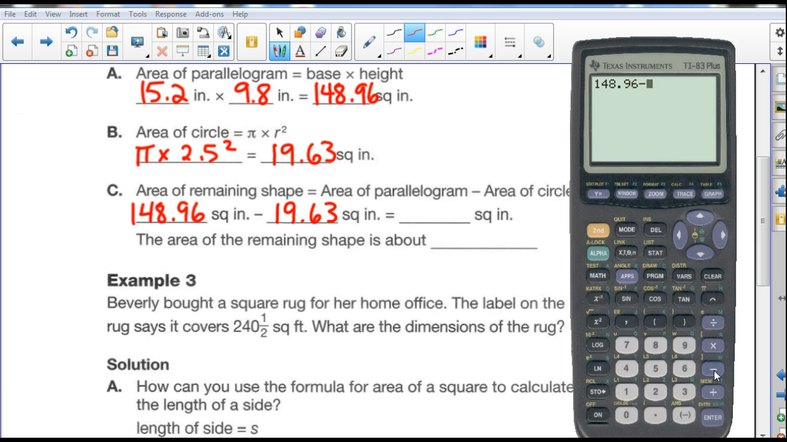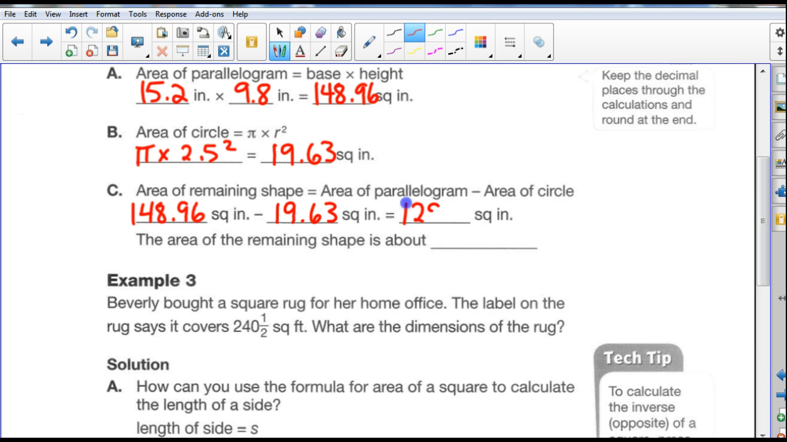148.96 subtract 19.63, we get an answer of 129.33 square inches. The area of the remaining shape is about 129 square inches or inches squared. Okay?